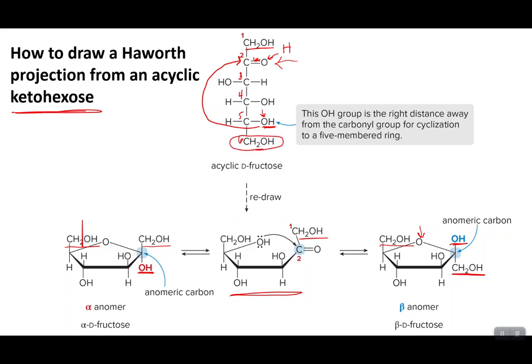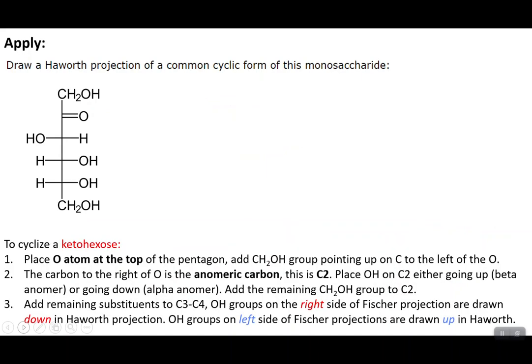One is bonded to what used to be your carbonyl carbon, and the other one is bonded at the very end to carbon number 5. So let's go ahead and see how we would draw this kind of structure. Here are the steps as well for a ketohexose. You're going to see that many of them are the same, but there are some differences.